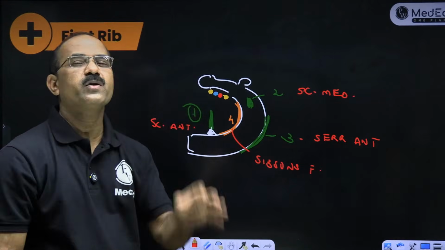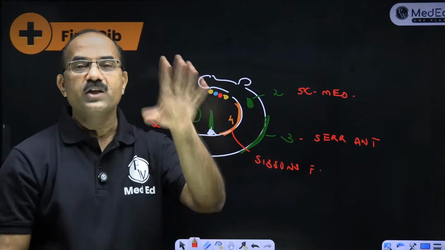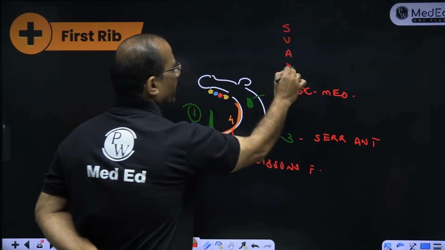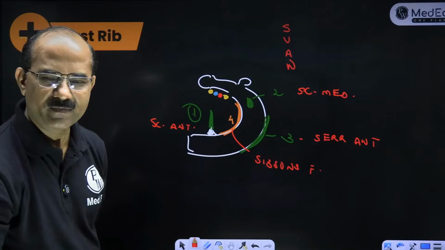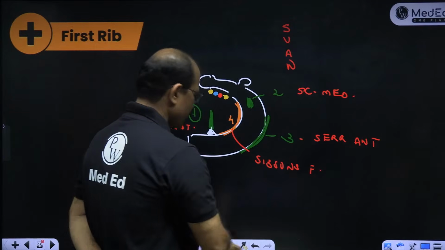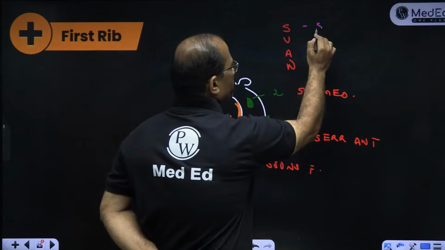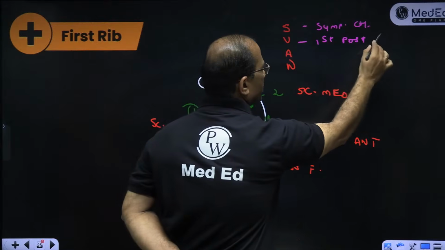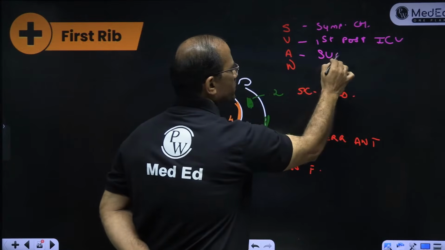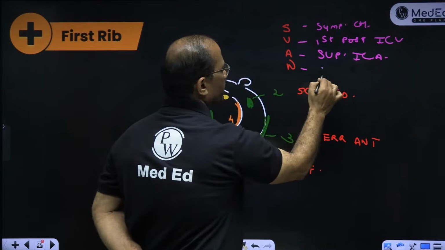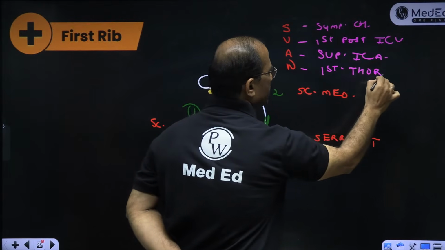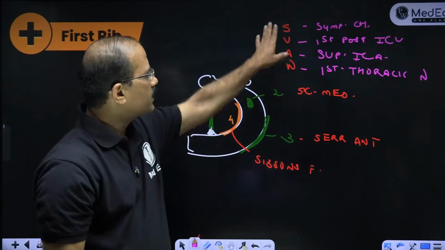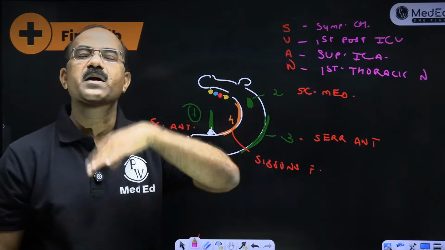Okay, relations of the neck of the first rib. This is extremely important, it comes in MCQs too. Medial to lateral, SVAN. What is S? S is the sympathetic chain. V is the first posterior intercostal vein. A is the superior intercostal artery, and N is the first thoracic nerve. So just remember this SVAN sequence, medial to lateral.